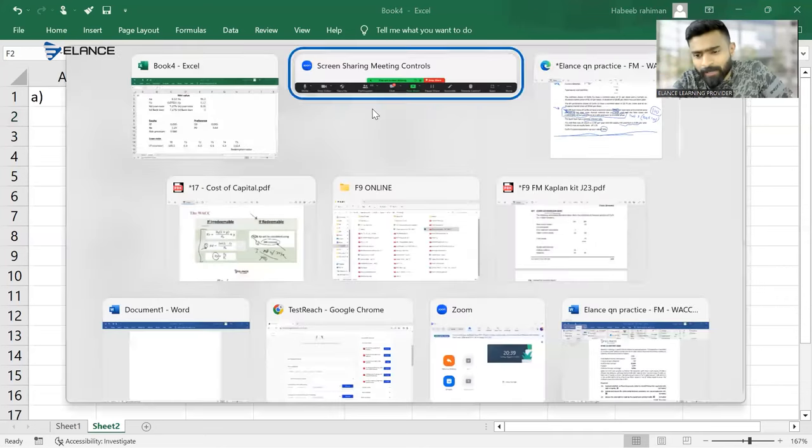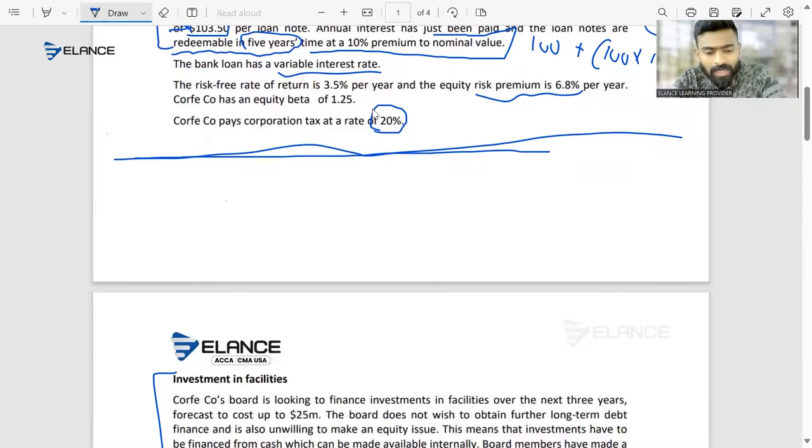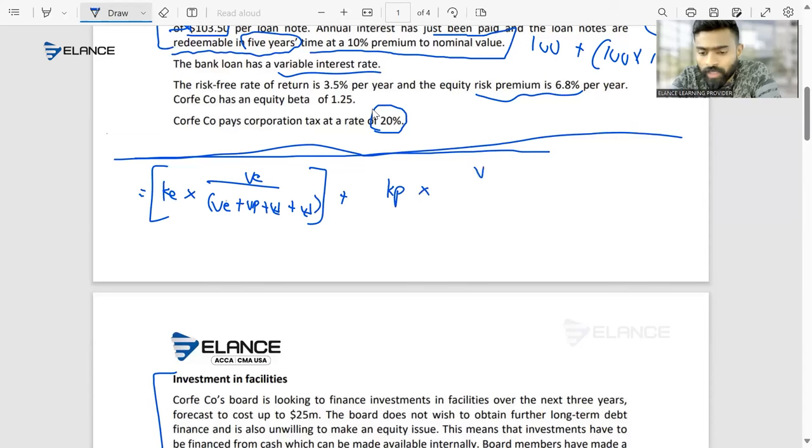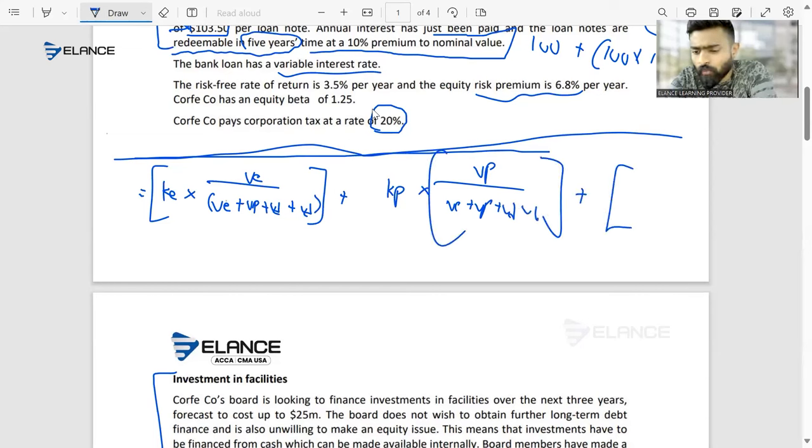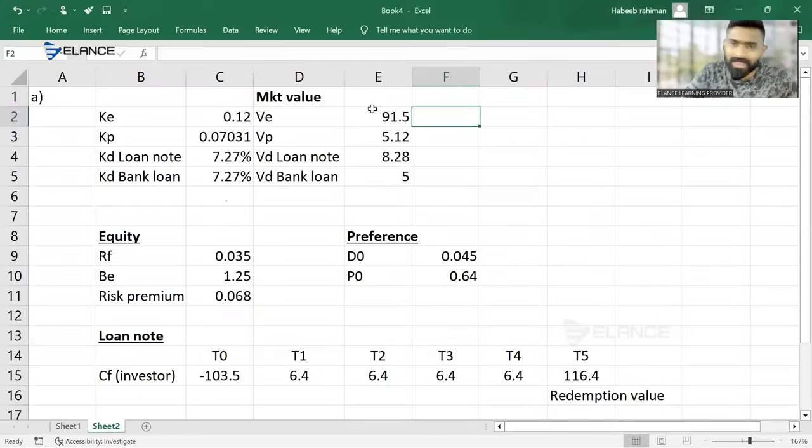For the WACC, previously we had to do a big formula: WACC is equal to KE into the weightage of equity, VE divided by VE plus VP plus VD of the first plus VD of the second, plus KP into VP over the same total of VE plus VP plus VD plus VD, and so on. This has to be done for the other two finance sources as well. This is going to be time consuming. In order to save time, there is a super quick method.